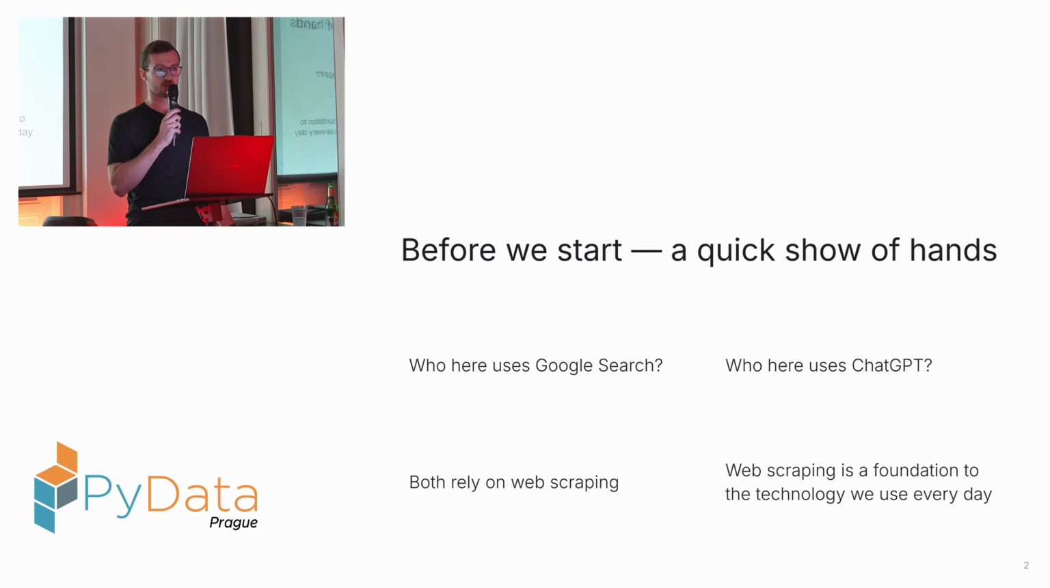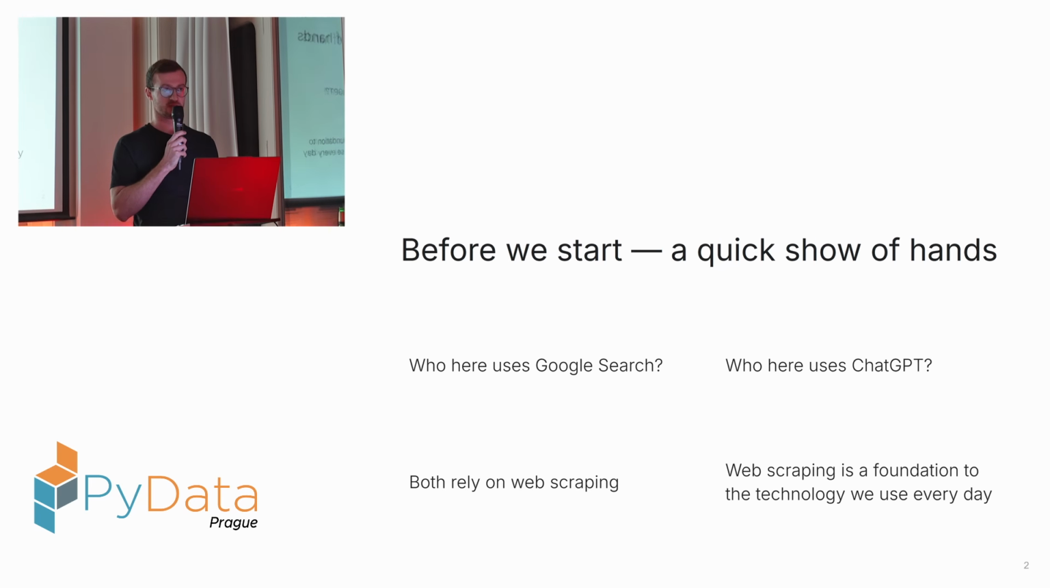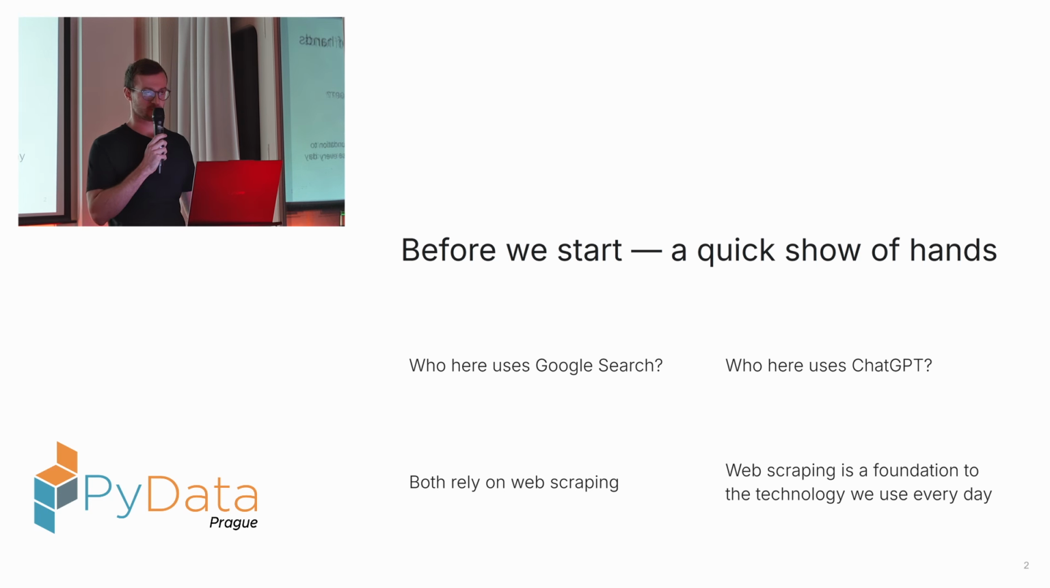Google has to crawl the websites to be able to build its search index, and LLMs like ChatGPT are trained mostly on the public data from the web. So it's not a niche, maybe even shady thing for the hackers, but it's a foundation to the technology we use every day.